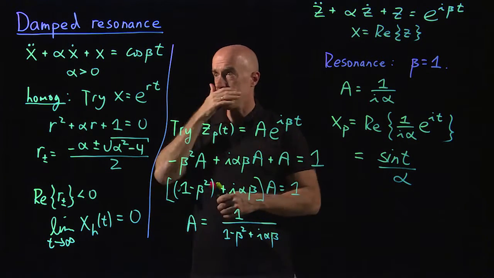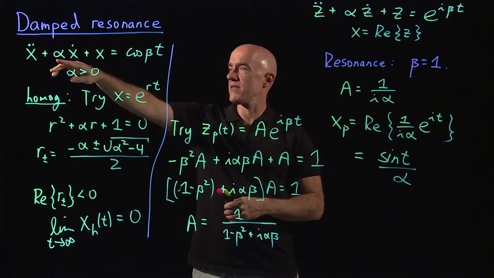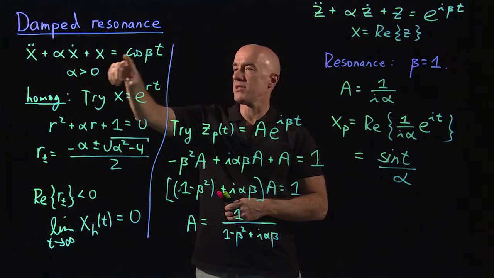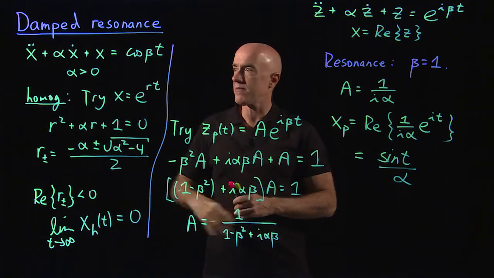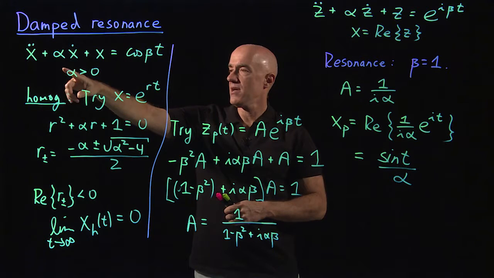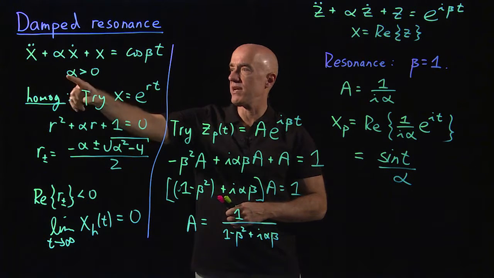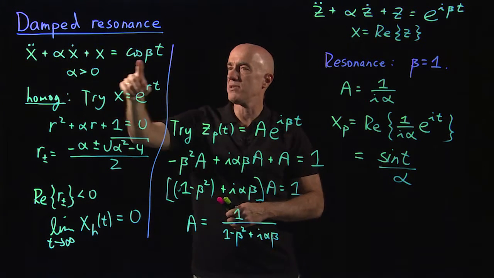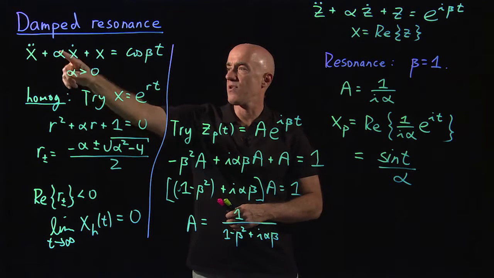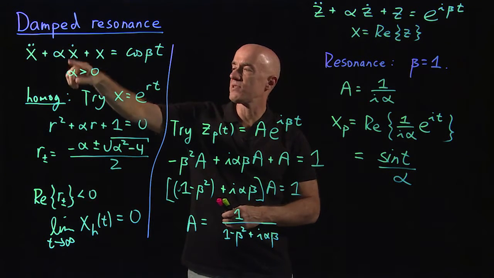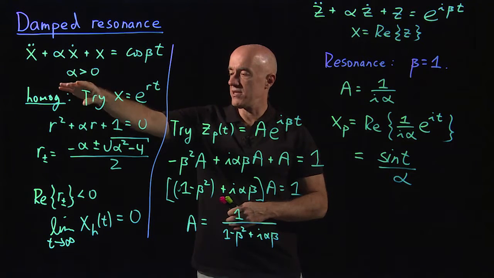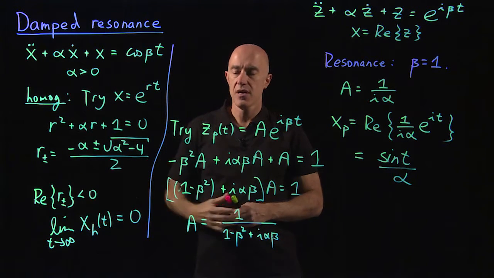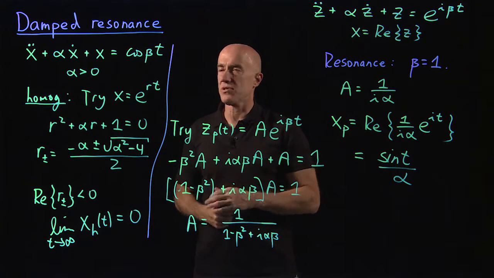So let me review. We're considering this dimensionless governing equation for the 3 application problems that we previously considered. The defining feature of this equation is that there are 2 dimensionless parameters, and furthermore, this alpha is greater than 0. The fact that alpha is greater than 0 means that there's damping. The homogeneous solution decays to 0. You're left with the particular solution.